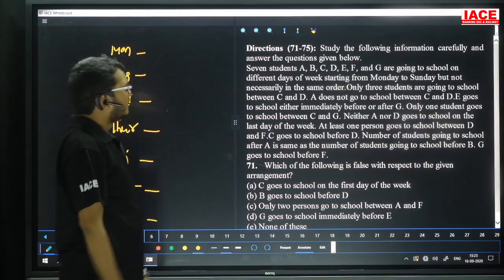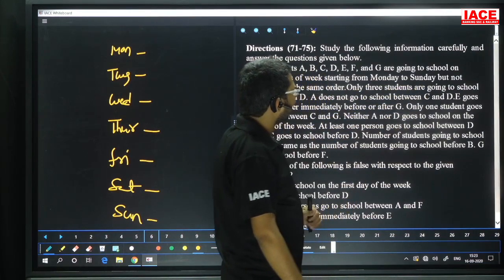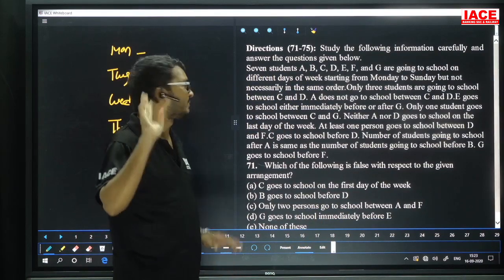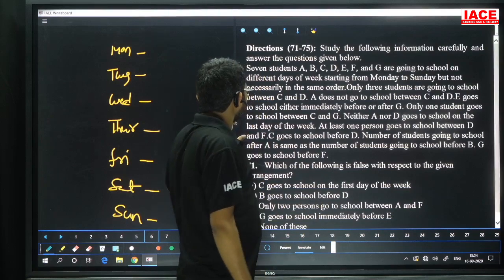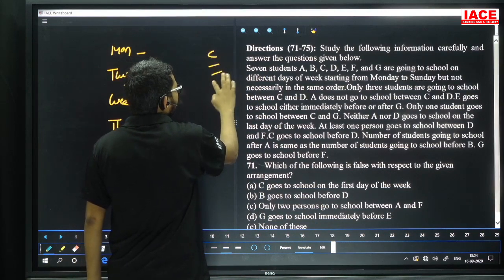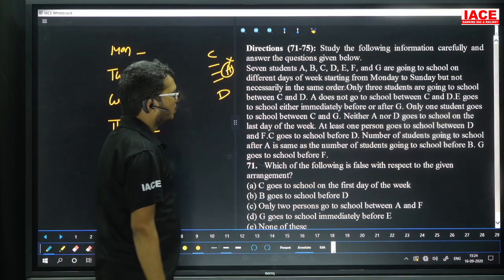Now, the next point: only three students are going to school between C and D. So between C and D, we have three. A does not go to school between C and D. Between C and D, for A, no chance. Leave it. Go for the next point.